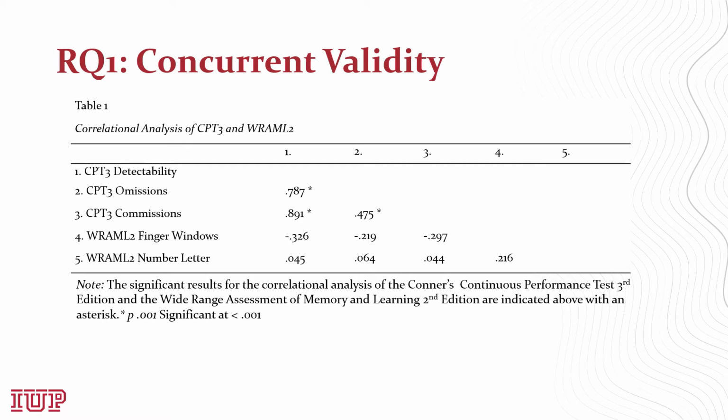For the first research question, results of the Pearson's product moment correlational analysis of the CPT3 and the WRAML2 indicate that there were 3 values significant at the 0.001 level. Each of these significant values load only onto the CPT3. Specifically, these correlations are between detectability and omissions, which is positively correlated at a high degree, detectability and commissions, which is positively correlated at a high degree, and omissions and commissions, which is positively correlated at a moderate degree.